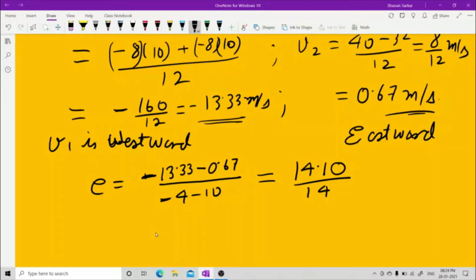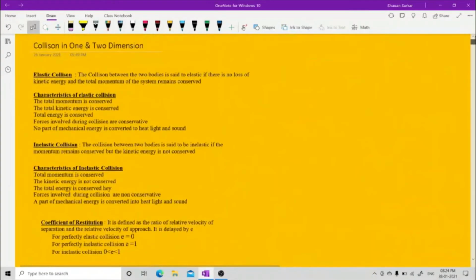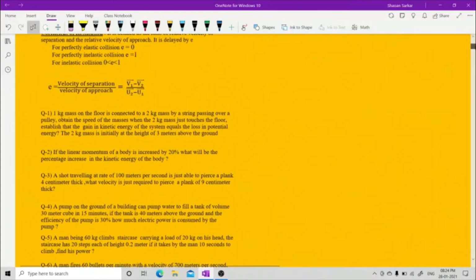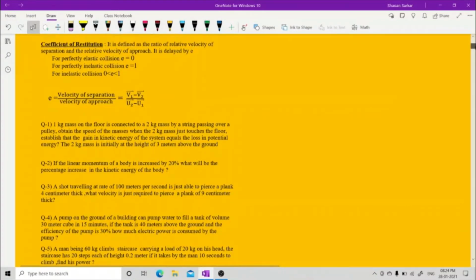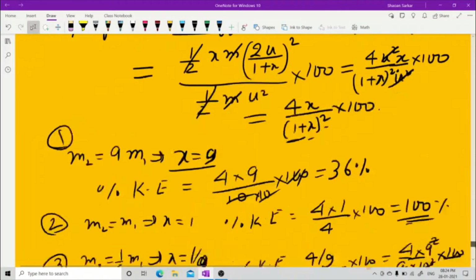It is V1, velocity of separation by velocity of approach. Let me recheck the formula. Yes, velocity of separation by velocity of approach. Yes, this is minus of this and this is U2 minus U1. Exactly. I have done the right thing. Then why is it coming out to be wrong?